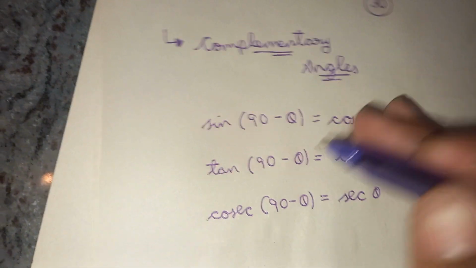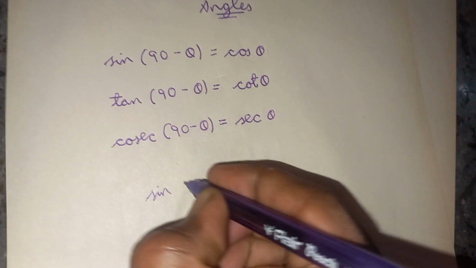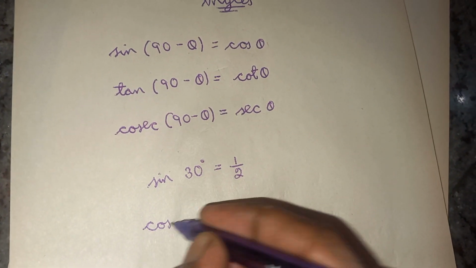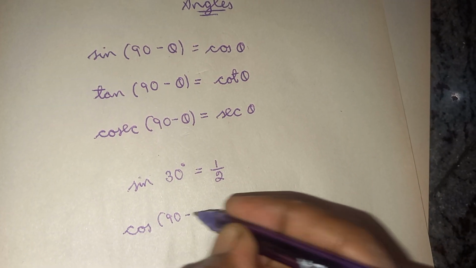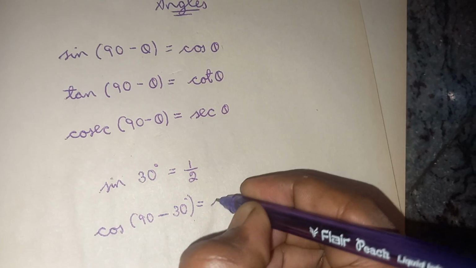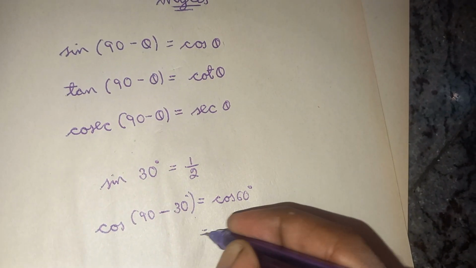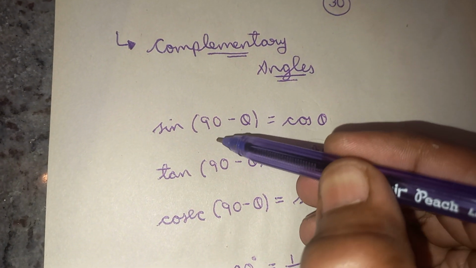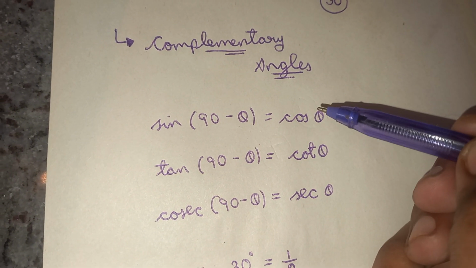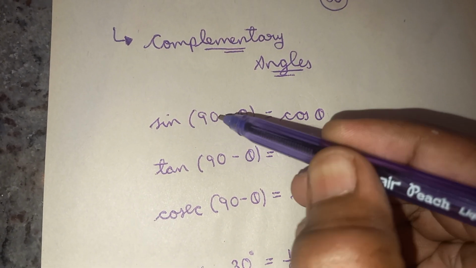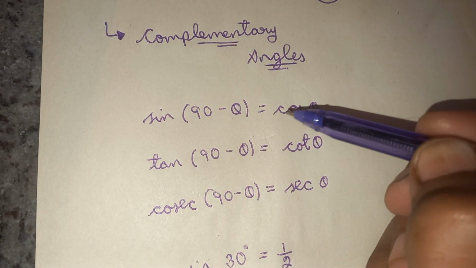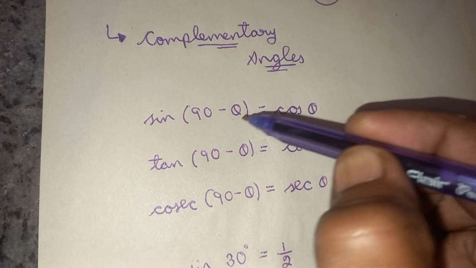Here if you take sine of 30 degrees, the sine of 30 degrees equals half, and you can write this as cos of 90 minus 30 degrees, which will be equal to cos 60 degrees. So cos 60 degrees also becomes equal to half. In the same way, sine 30 degrees equals cos 60 degrees, or sine 60 degrees equals cos 30 degrees. In the same way, for sine of 90 degrees, 90 minus 90 is 0 degrees, so cos 0 degrees will be equal to sine 90 degrees.